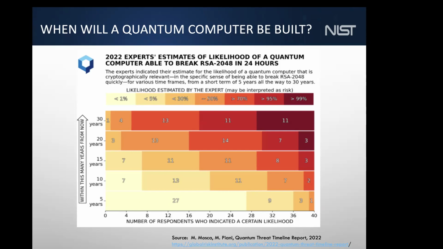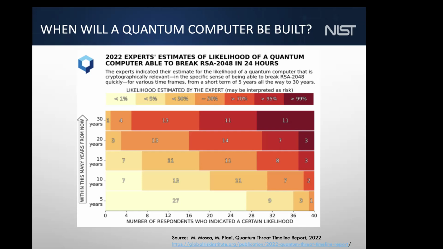So they have a whole report that you can go look at. The chart that I'm showing on this slide summarizes the main survey results. If you look at the bottom row, most of the experts that they surveyed think that there's a pretty small chance, less than 1% or less than 5%, that we'll get a big enough quantum computer in 5 years.